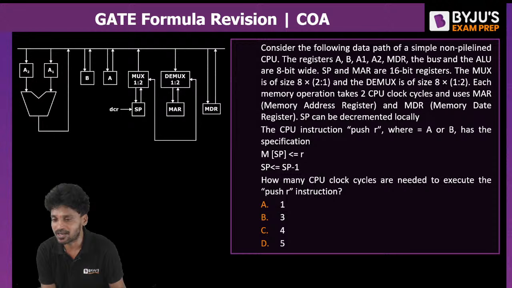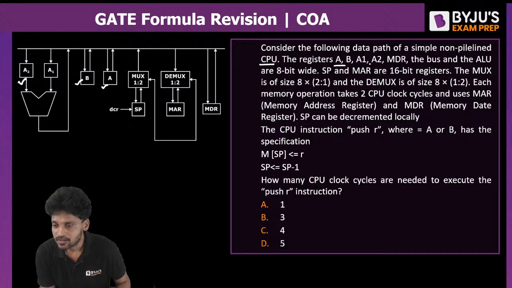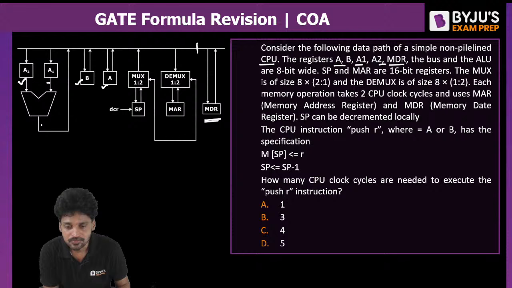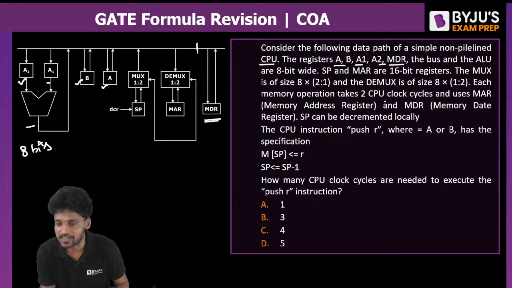The CPU is non-pipeline. There are no segments in the CPU. The registers A, B, A1, A2, the memory data register, the bus and the ALU are 8 bits wide. So register A, register B, A1, A2, and the memory data register. Where is the memory data register? Yes, this is the memory data register. The bus, this is the bus system, and the ALU. The ALU also is 8 bits. The total size is 8 bits. The registers I have selected right now, A2, A1, B, A, and MDR, are 8-bit registers.